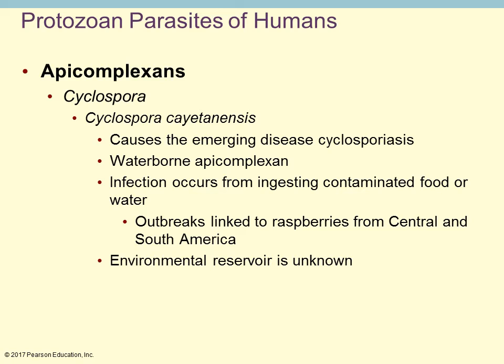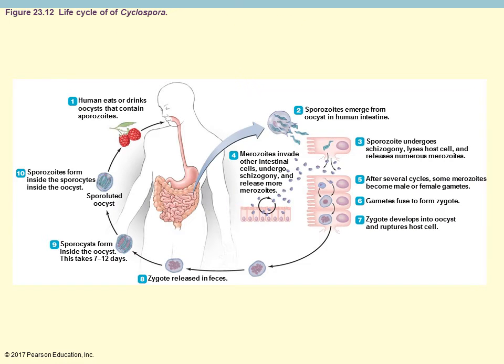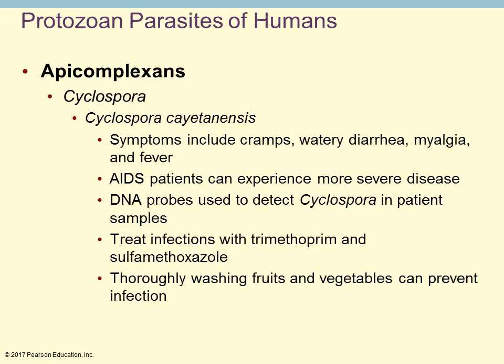Cyclospora is the causative agent of cyclosporiasis, which is considered a new emerging disease. Infection is once again by ingesting contaminated food or drinking contaminated water. It has been linked to certain fruits sometimes. Symptoms: cramps, diarrhea, muscle ache, fever.